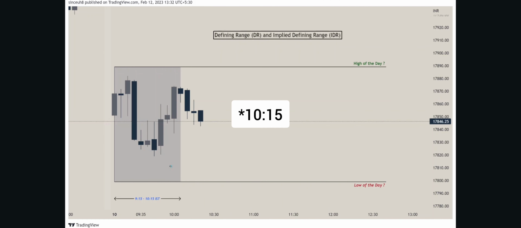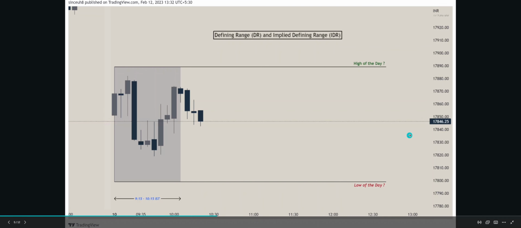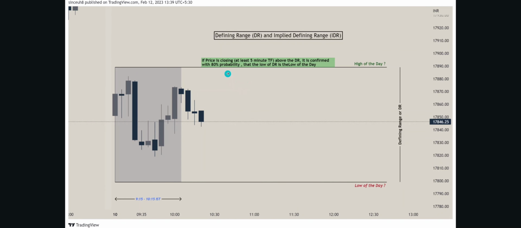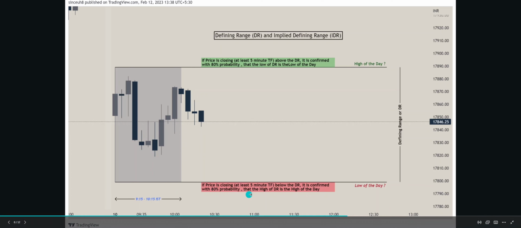At 9:15, with 80% probability, we already know that this is either going to be the high of the day or this is going to remain the low of the day. So now it gets interesting. At 10:15, if a 5-minute candle closes above the high of the DR, it is confirmed with 80% probability that the low of the DR is the low of the day, and vice versa for the highs of the day. If the price closes in a 5-minute candle below the low of the defining range, it is confirmed with 80% probability that the high of the DR is the high of the day.